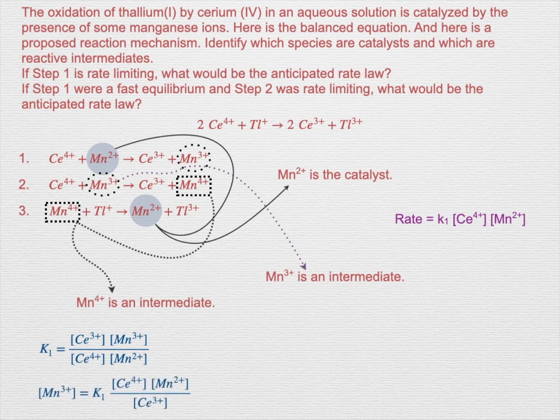Now we needed that because when we write out the rate law for step 2, the manganese 3+ concentration appears, and we need to substitute it with the known reactants and constants. We substitute and obtain this expression for the final rate law. It is considerably more complex, but is still first order in the manganese 2+ concentration.